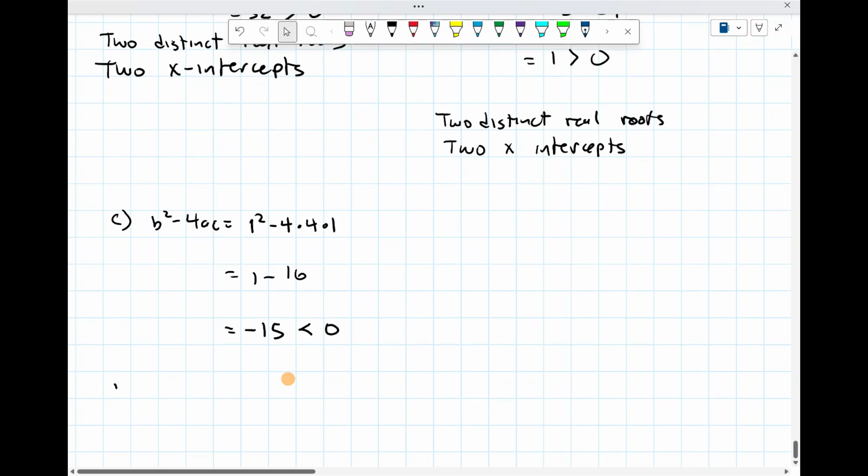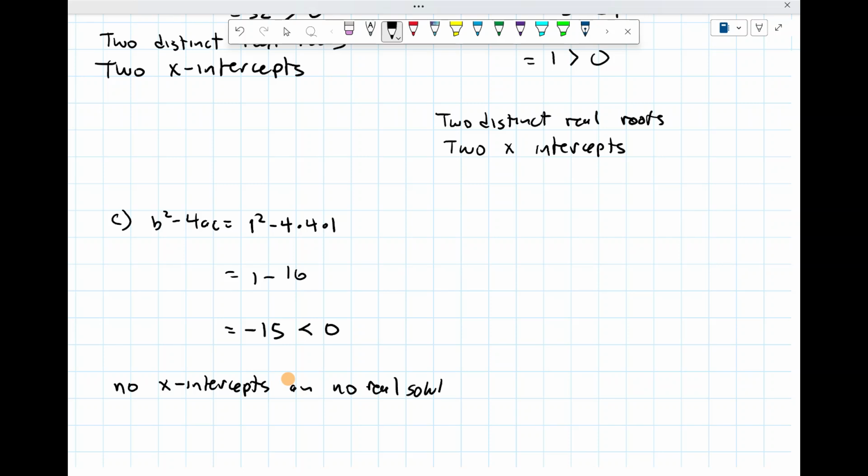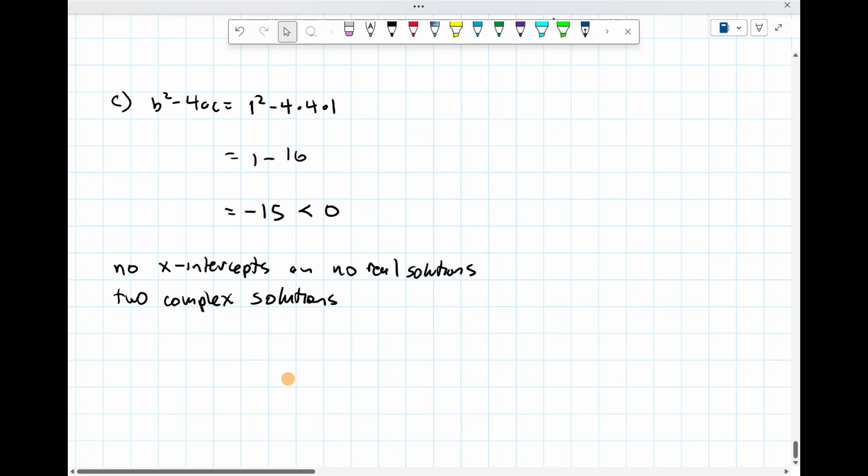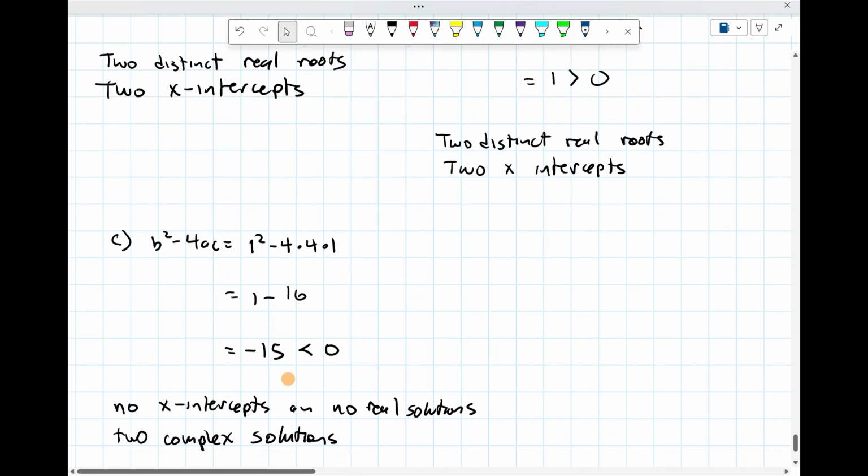So this has no x-intercepts and no real solutions, but it will have two complex solutions. Let's find those solutions using the quadratic formula.